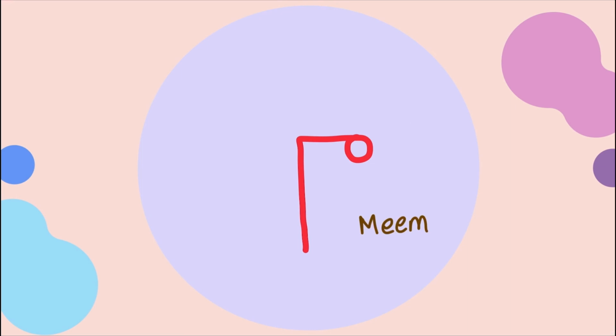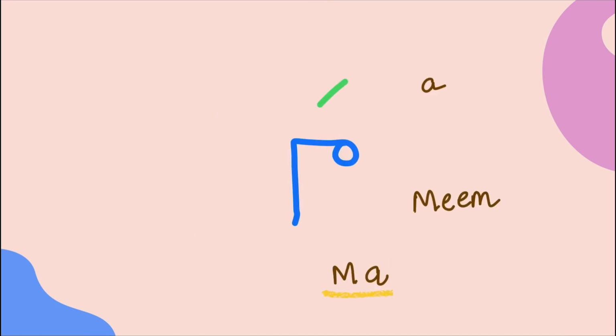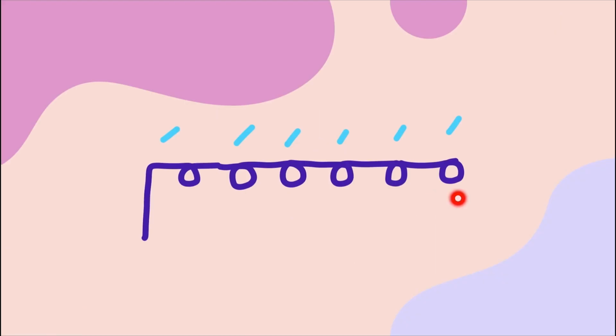Our next letter is the letter Meem. The letter Meem makes the M sound. M for mama. And some mamas have cute long hair, and some mamas have cute short hair. Meem with a fatha makes the M sound. Ma, ma, ma, ma.